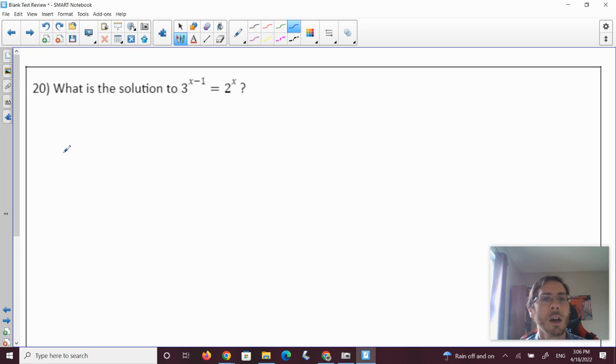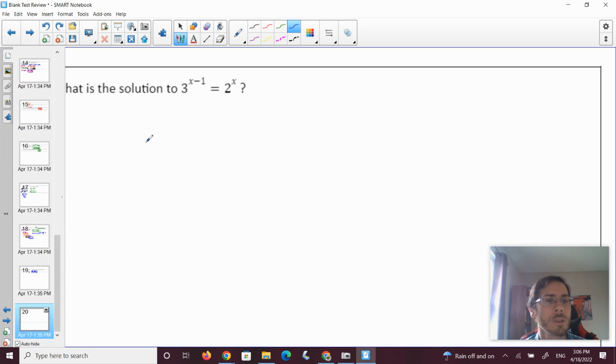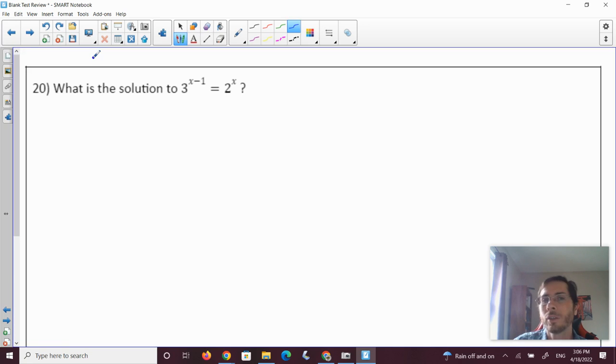All right. So for number 20, what is the solution to this equation? Is this the last one? This is the last one. So let's go ahead and solve this one. If I'm looking at this, I kind of got 2 options. My first option is to take log base 3 of both sides or log base 2 of both sides. If I have to choose, I think I'm going to do log base 3 of both sides.